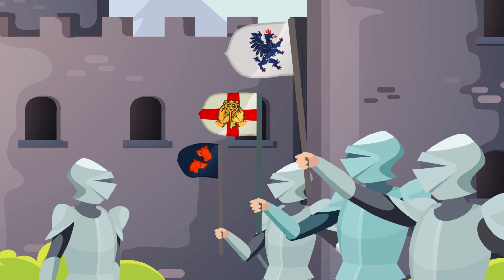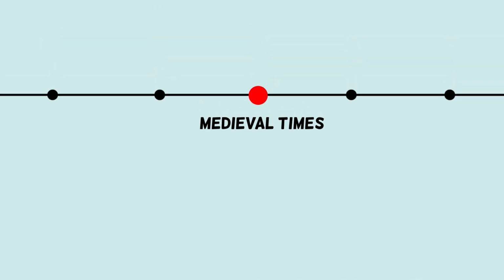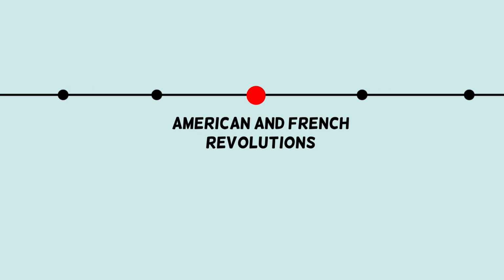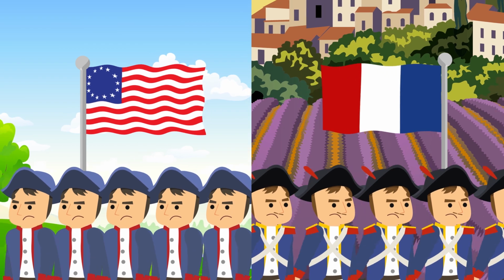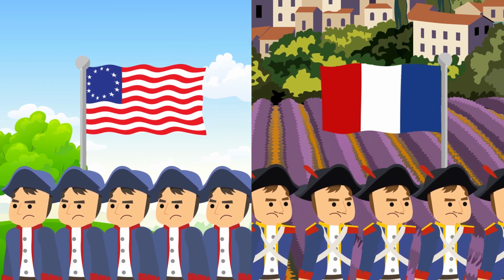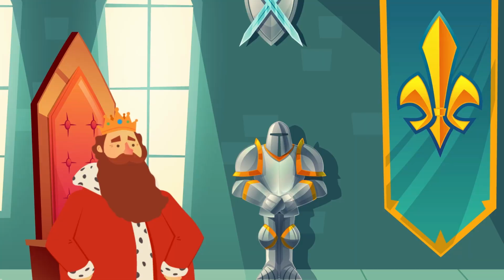Okay, so that's where flags came from, but when did they change from a personal ID to a symbol for each country? Well, you can thank the American and French Revolutions for that. The simple red, white, and blue design of the revolutionary American and French flags were very distinct from all the fancy flags of the day.